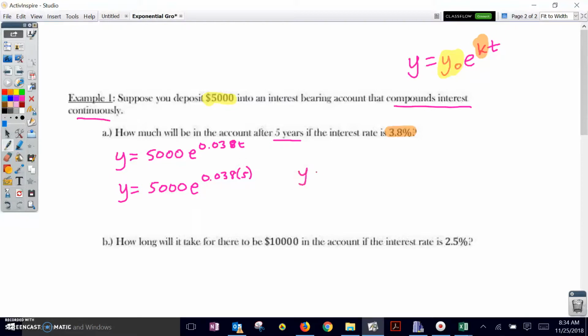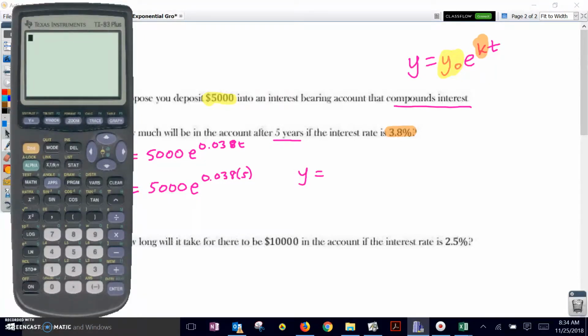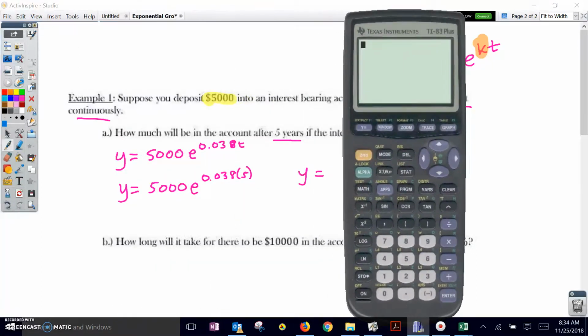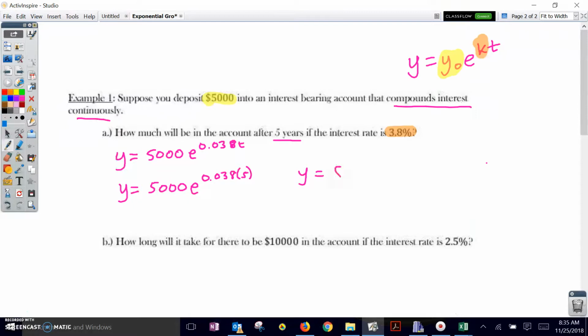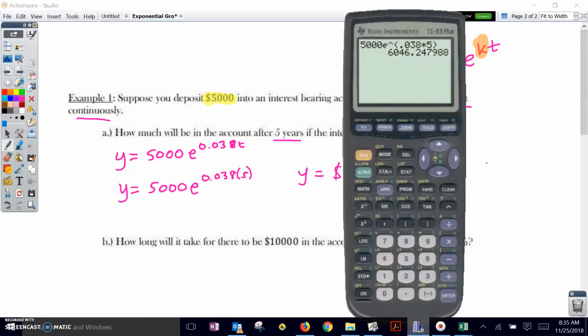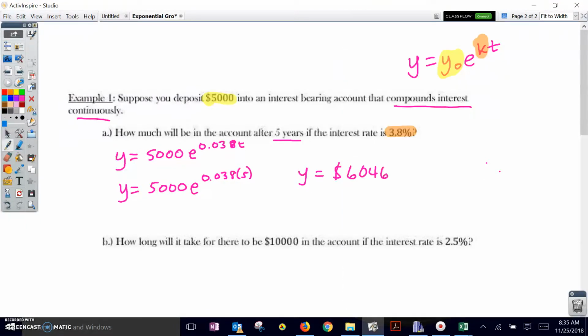And we can calculate how much will be in the account after 5 years. So I'm going to break out my calculator. I've got 5,000 e to the 0.038 times 5, and I end up with $6,046.24. I'm going to round down to the nearest cent, since it hasn't quite reached that 25 cents. $6,046.24. All right.